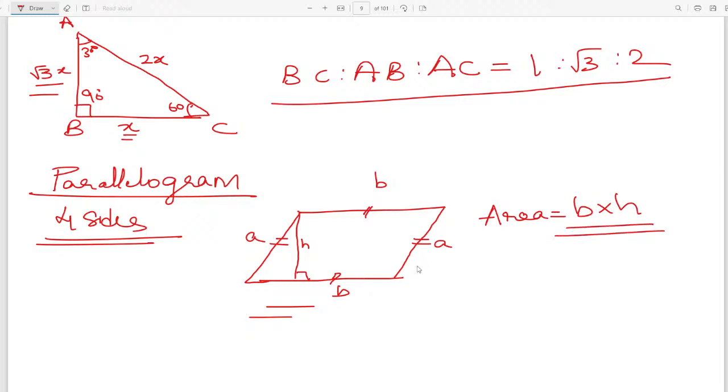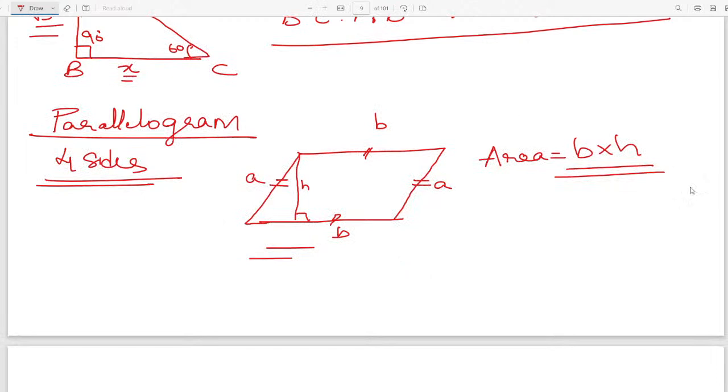In a parallelogram, opposite sides would be parallel and the opposite sides will be equal, and opposite angles will also be equal. This angle will be equal to this angle, and this angle will be equal to this angle. So you just have to remember this: opposite sides are equal, opposite angles are equal, and opposite sides are parallel. And the area of the parallelogram is A equal to B into height. That is base. So B is this base, into the height.